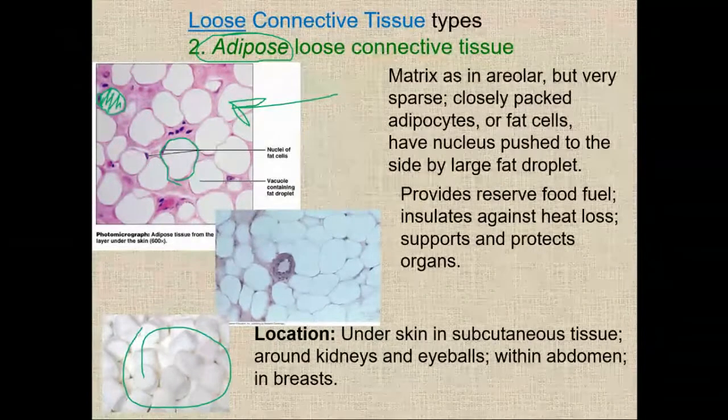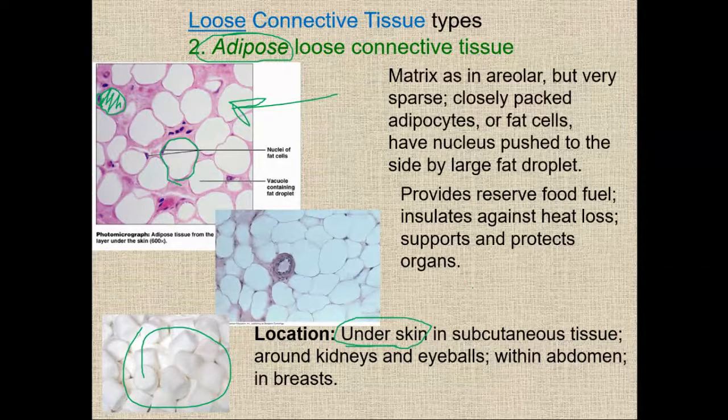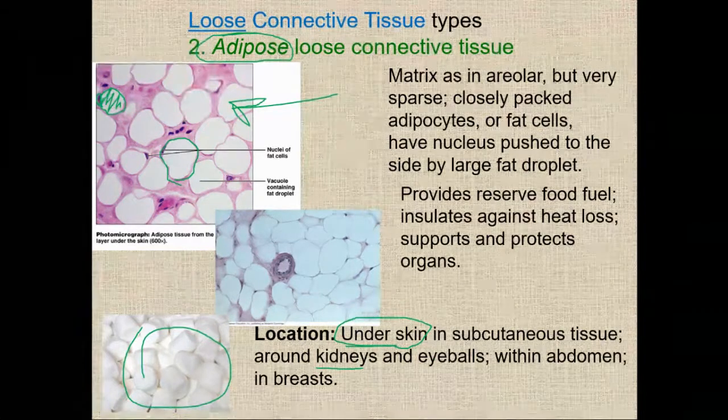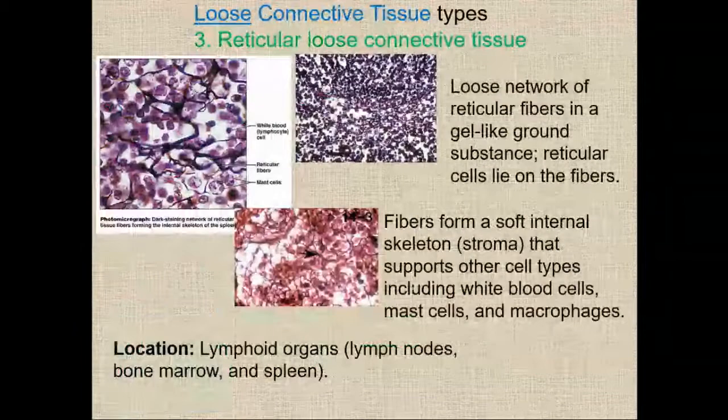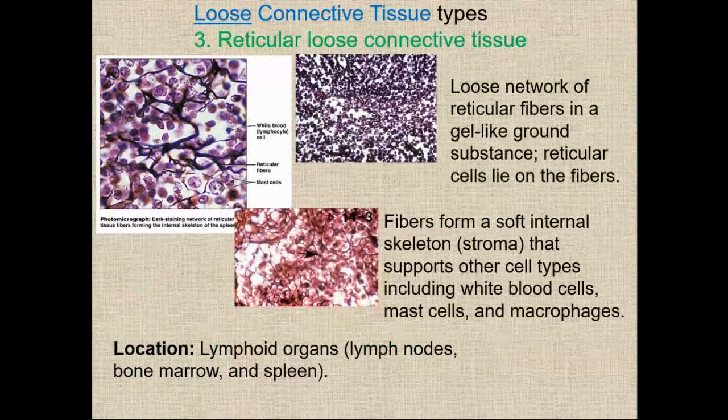And of course, adipose tissue, where do you find it? Under the skin, mostly. But also around organs such as kidneys. And of course, there is a lot of fatty tissue also in bone, remember? So pretty much everywhere within the abdomen. Of course, some people have more fat tissue than others.